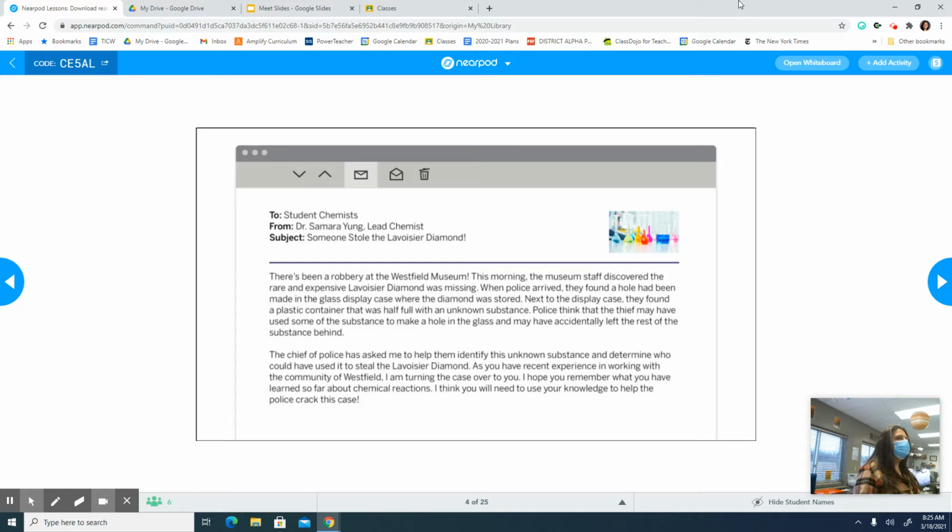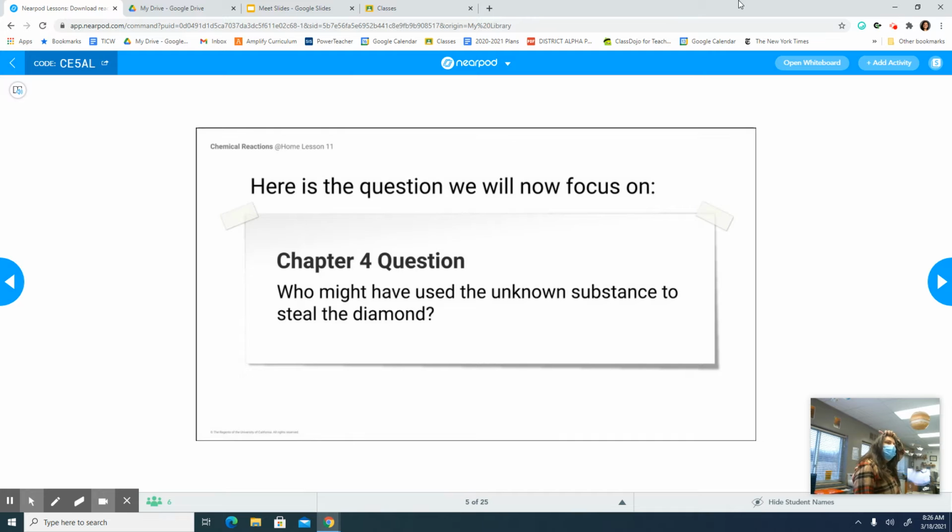The chief of police has asked me to help them identify this unknown substance and determine who could have used it to steal the diamond. As you have recent experience in working with the community of Westfield, I am turning the case over to you. I hope you remember what you have learned so far about chemical reactions. I think you will need to use your knowledge to help the police crack this case. So we're trying to figure out who might have used the unknown substance to steal the diamond.